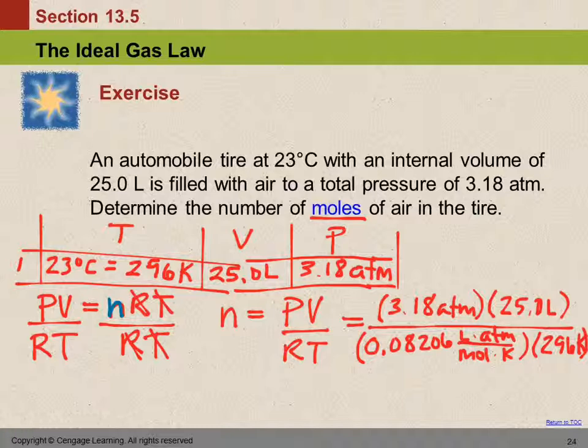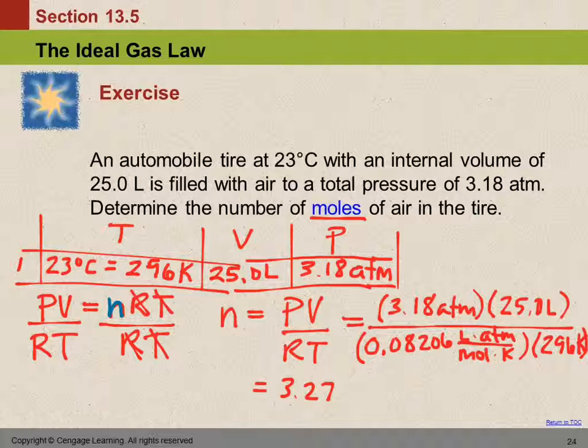3.18 times 25.0 divided by 0.08206 divided by 296 equals 3.27. So n equals 3.27. I rounded to three significant figures because our volume and our pressure were given to us in three significant figures. When we converted the temperature to Kelvin, we ended up with three significant figures.